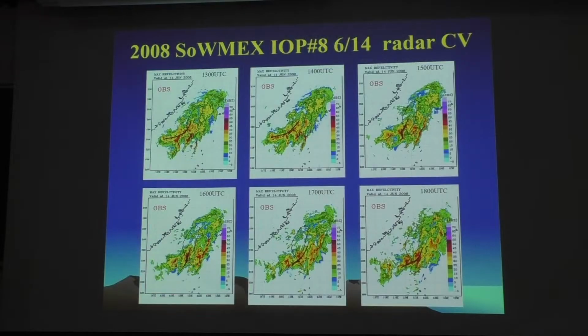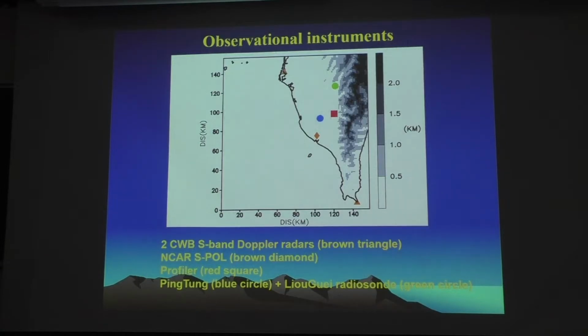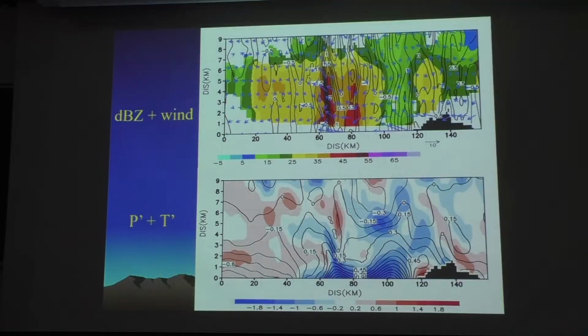And this is a real case from SoWMEX IOP8. Okay, in this experiment, we have two Central Weather Bureau S-pol radars. One is here, another one is here, and the NCU radar is here. We also have a profiler and the soundings. So this is a radar reflectivity and the wind.